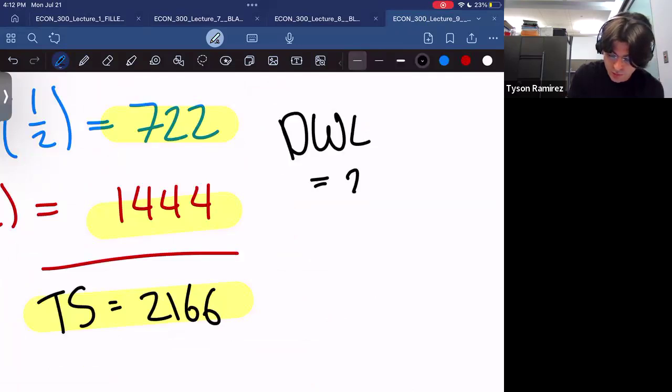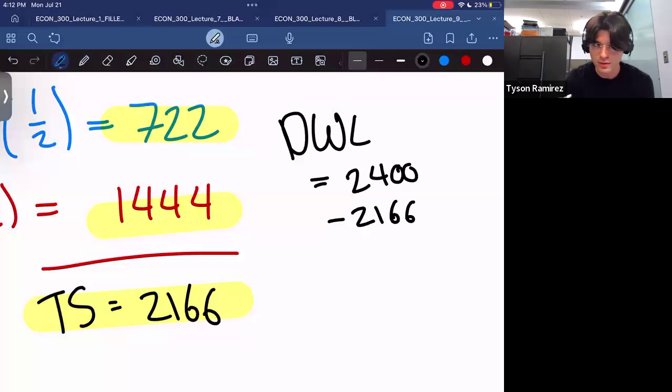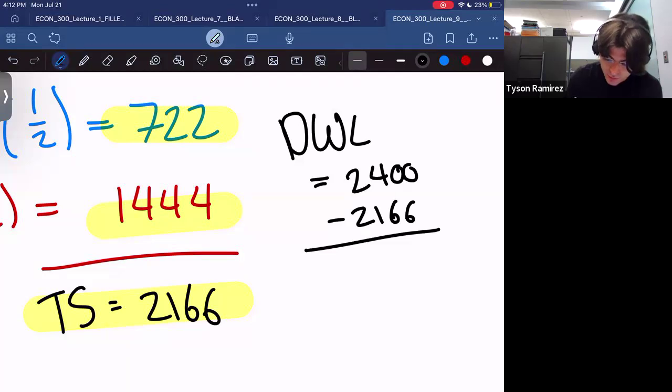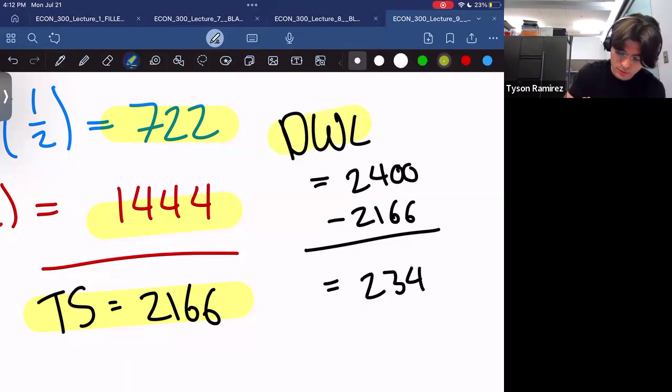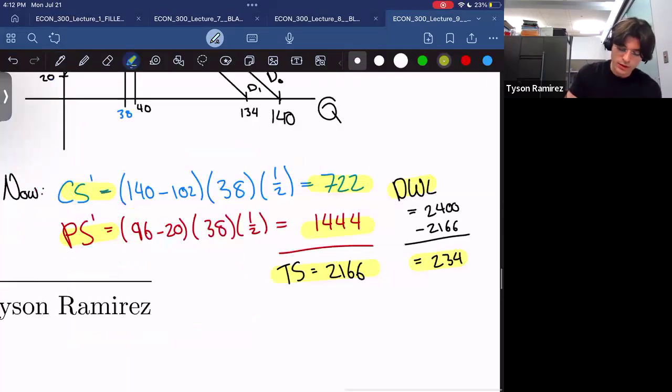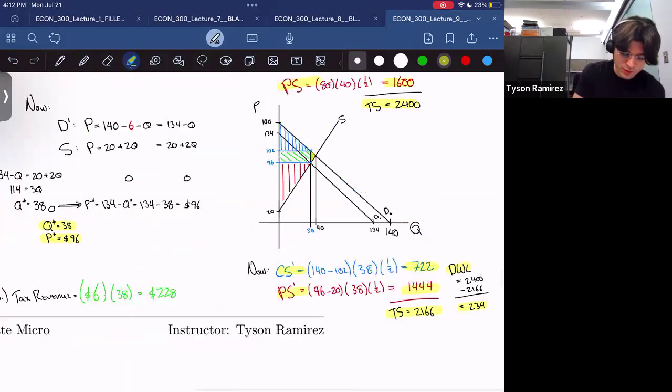That it was 2,400 minus 2,166, and that's 234. I think so. Equals 234. And then, of course, the tax revenue that was generated was 228. But what do we see?